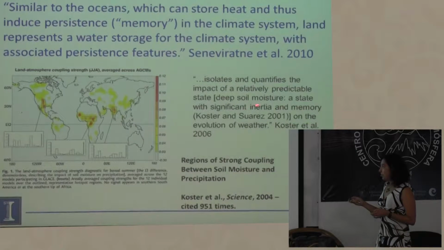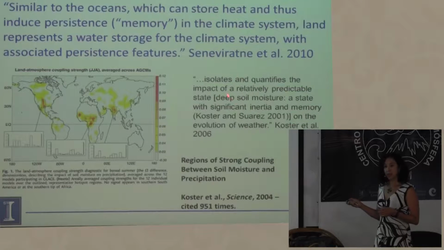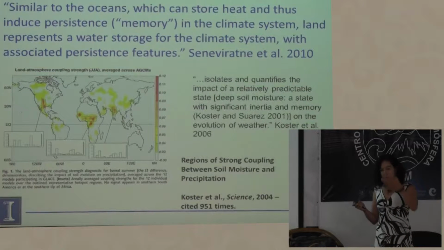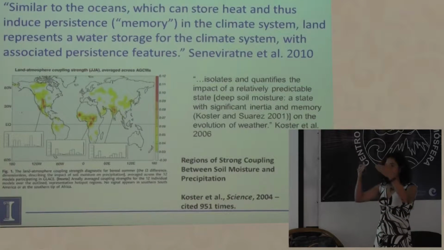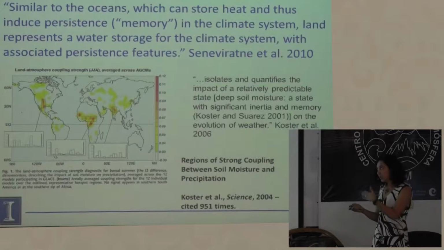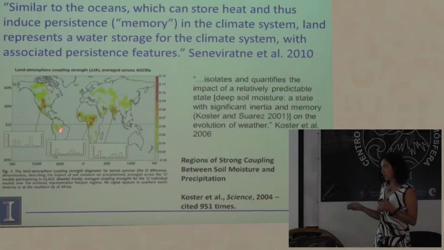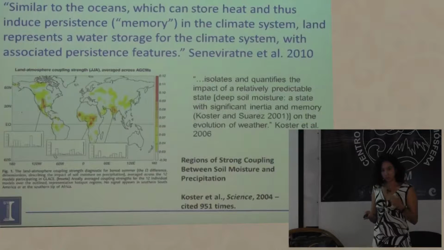Now, deep soil moisture is kind of the key here, right? As you move further down the soil column, you're going to have timescales of interaction which are slower and slower, until you get to the groundwater. None of the models that participated in the first GLACE ensemble have any representation of groundwater.